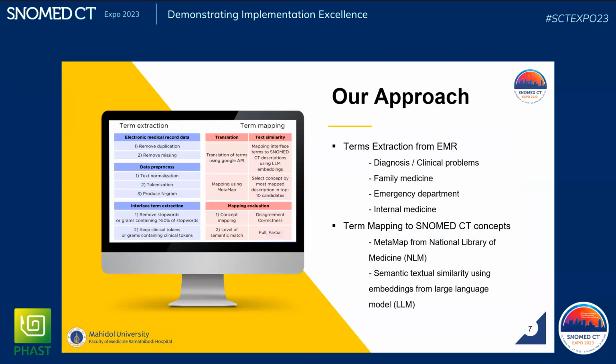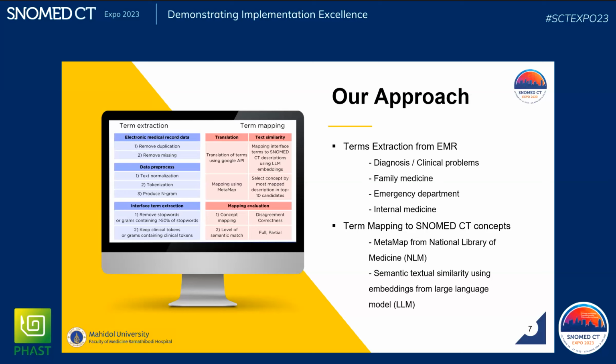So what is our approach here? We are trying to extract terms from the EMR. In this case, we are using data from family medicine and the emergency department, which represent primary care, and we're using internal medicine to have more lexical coverage. And then we mapped to SNOMED CT concepts, for which we used two tools.